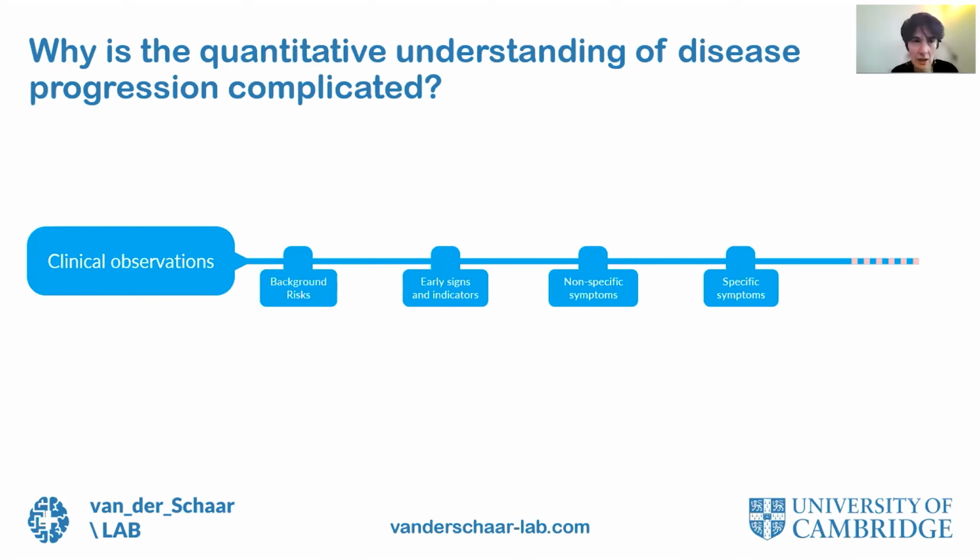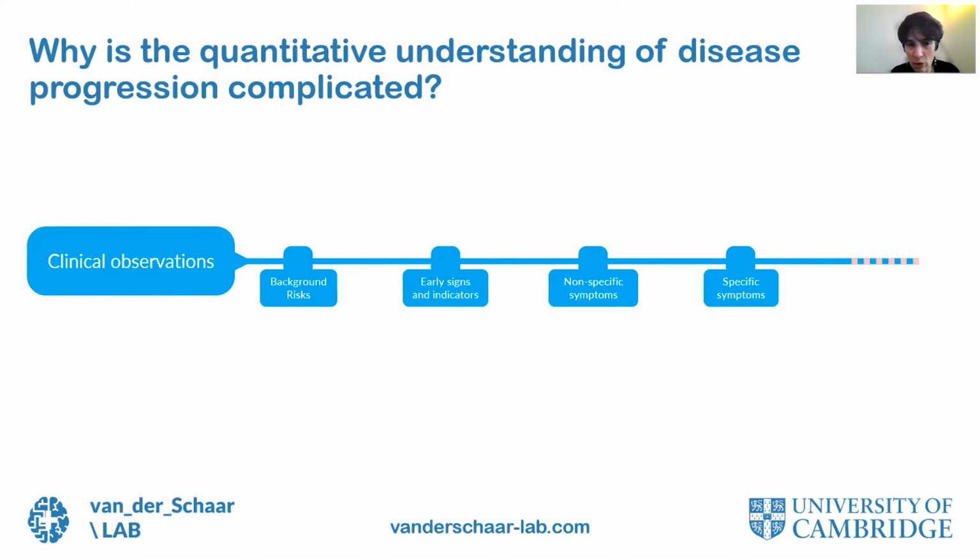lacking. So what is really the quantitative understanding of disease progression and why is it so complicated? Well, there are many complex observations which clinicians need to make and integrate to decide that the patient may develop a particular disease. For instance, there are background risks, family history, demographic factors, genetic and family history, which set, if you like, the offset of the disease. What is the probability that indeed this disease will develop in this patient?